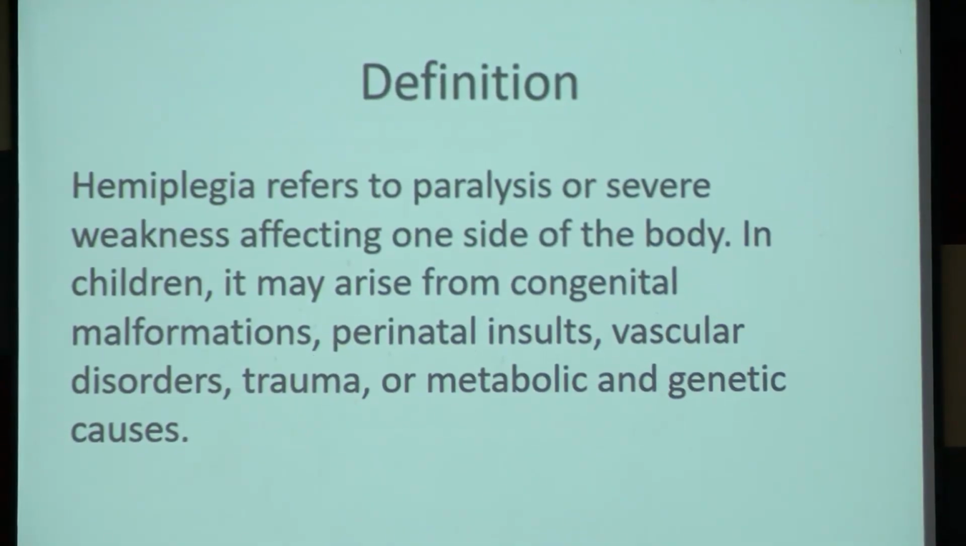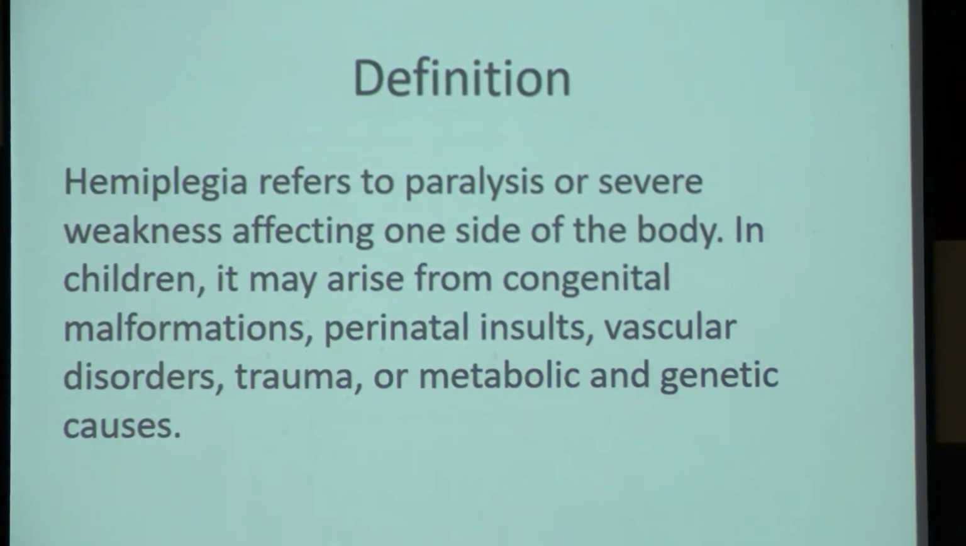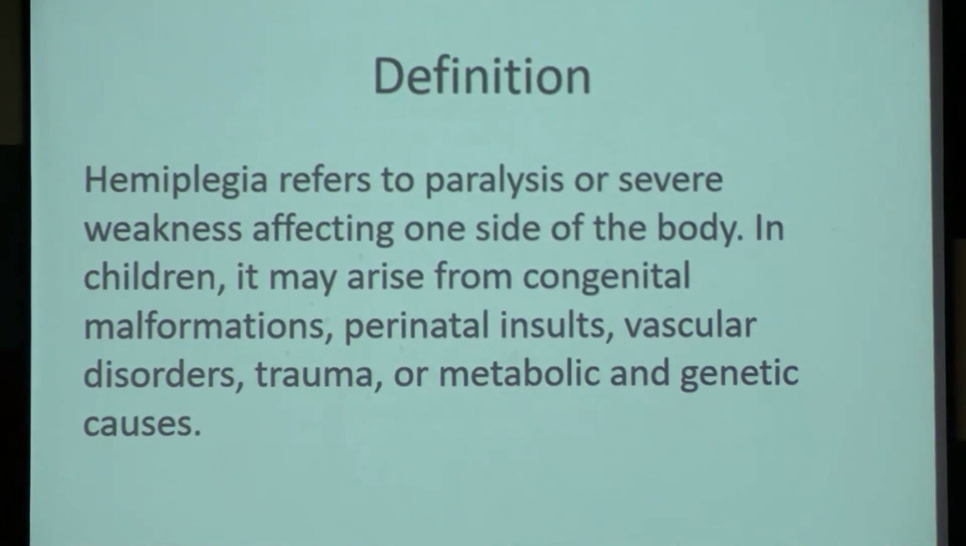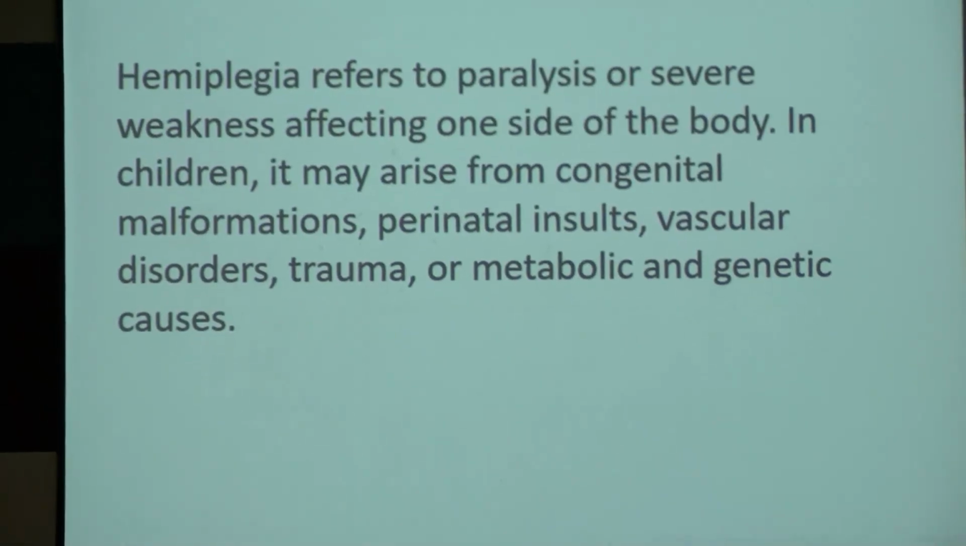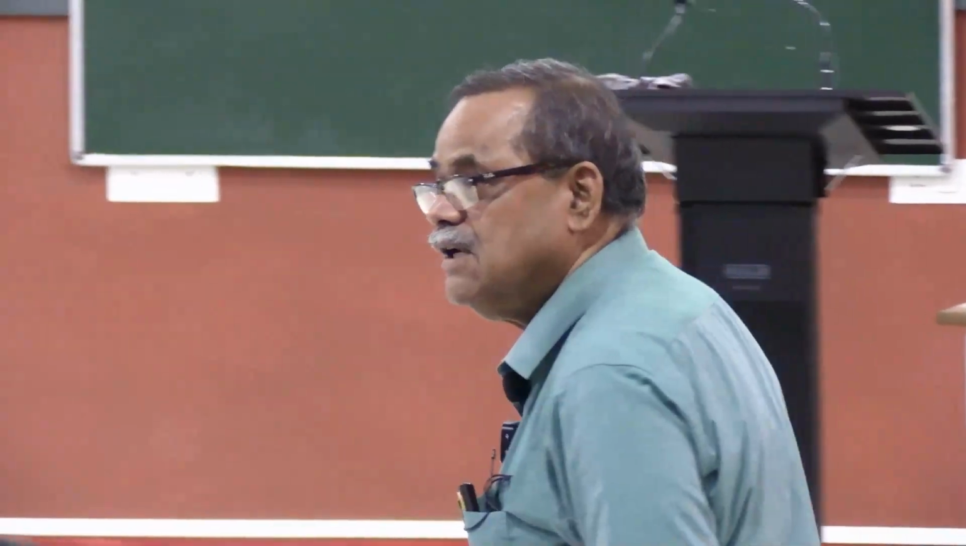The question is, why is the trunk not involved? You can ask me, the upper limbs and lower limbs of one side are involved, but the trunk is not involved. Okay, this is one thing, and another thing is that the proximal muscles are less involved in comparison to distal muscles. So axial muscles and trunk are less involved, or the trunk is not involved.